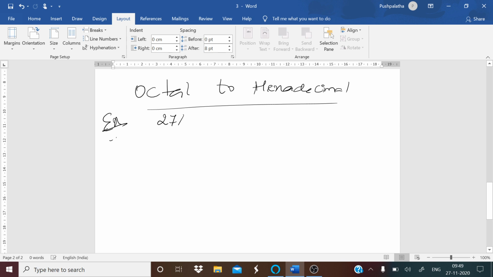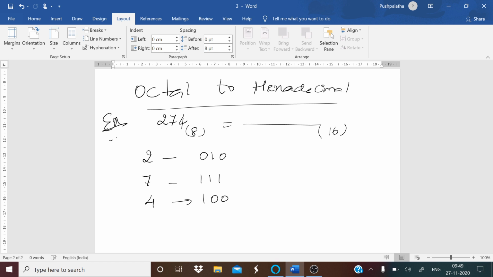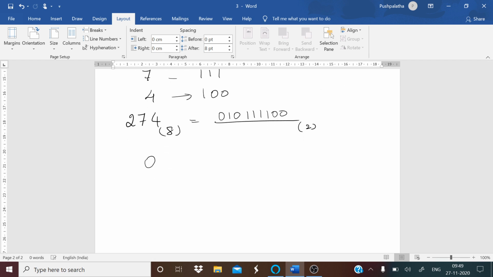Now for example, you have the number 274 which is in base 8. You have to convert it into base 16. So what is the binary equivalent of 2? 2 means 010. What is the binary equivalent of 7? 7 is 111. 4 is 100. So what is your 274 which is in octal system? If you convert it into binary, what is the answer that you get? You get 010 111 100.